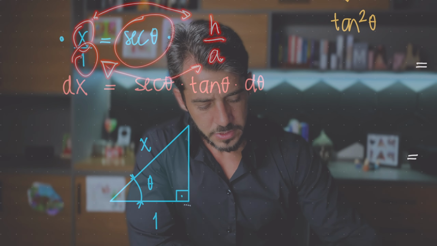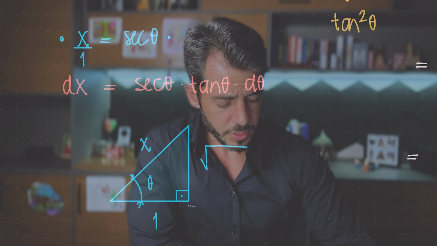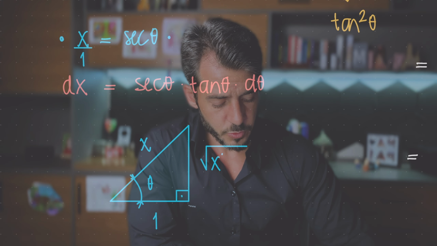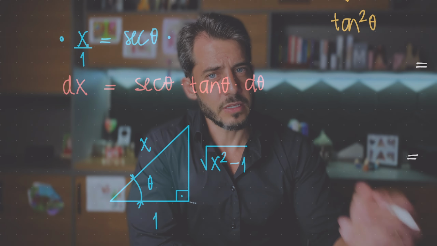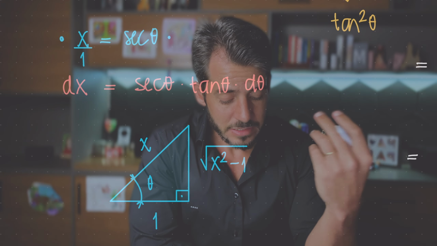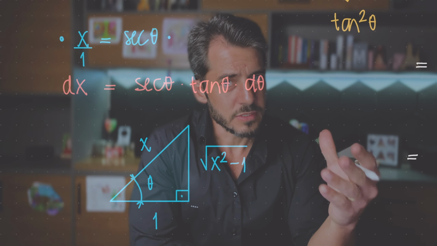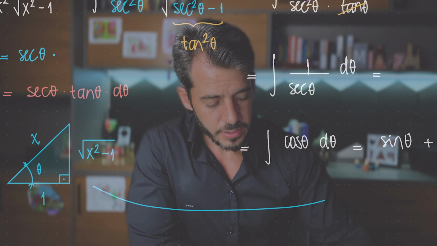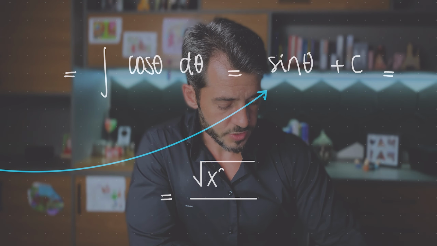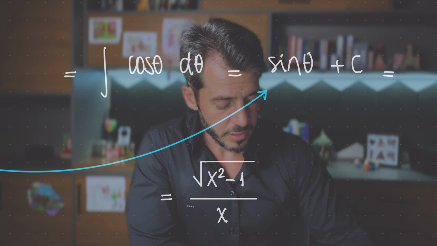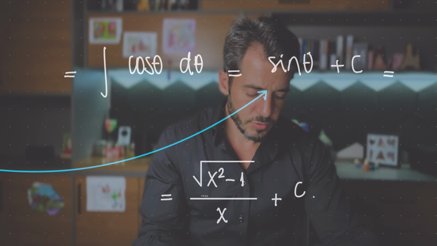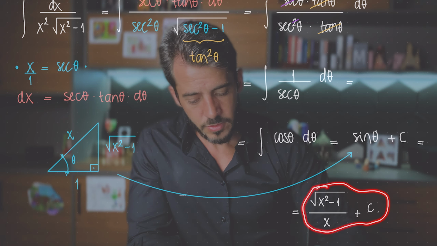If you want to complete this right triangle, you can by using the Pythagorean theorem. You should, actually. This is equal to the root of x squared minus 1. You can verify that using the Pythagorean theorem, as I mentioned before. Therefore, sine of theta, which is opposite over hypotenuse, is equal to the root of x squared minus 1, which is the opposite side, over the hypotenuse x. And then we have a plus c, plus constant. Therefore, this is the integral of this.